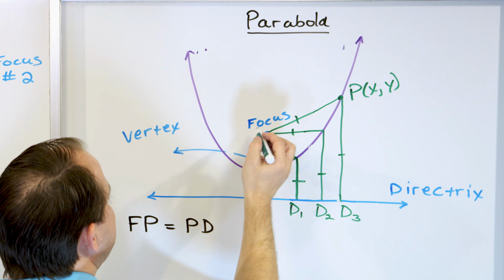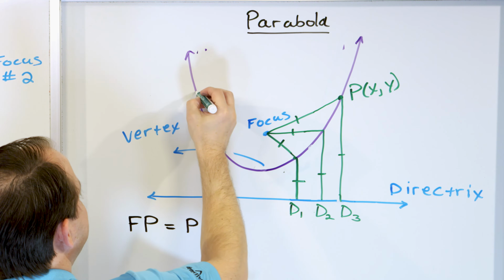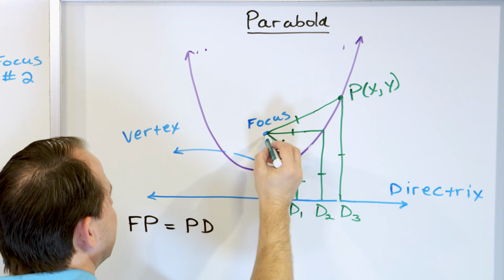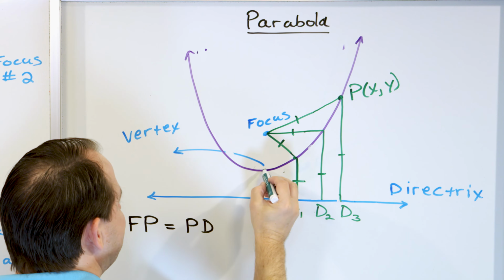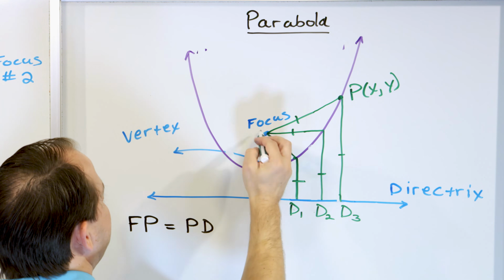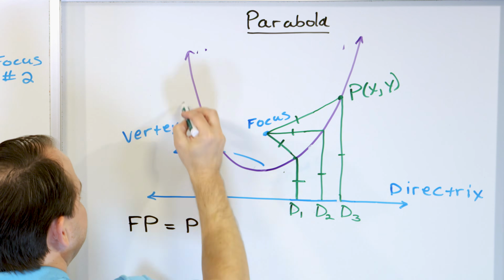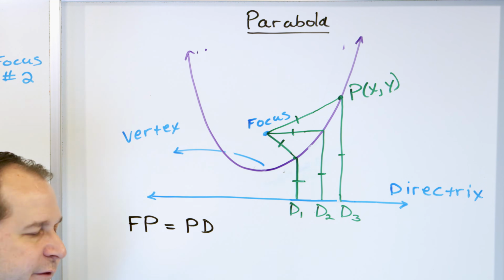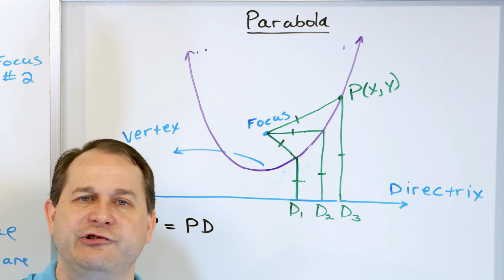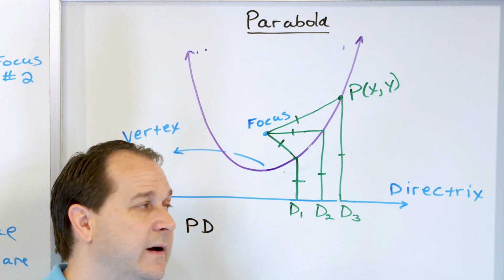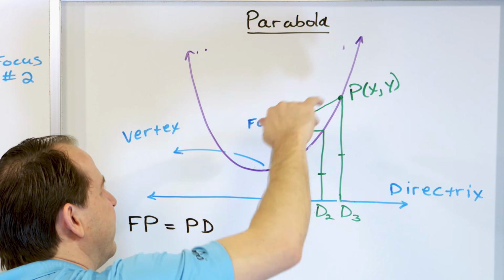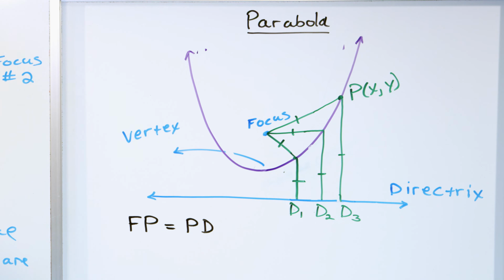Even if I go this way, the distance between here and here is the same as between here and here. If I go down below, the distance between here and here is the same as between here and here. If I go way over here, the distance between here and here is the same as the distance between here and here. And that is what a parabola is. It's a special shape that kind of cuts through between the directrix and the focus in such a way that those distances are the same.